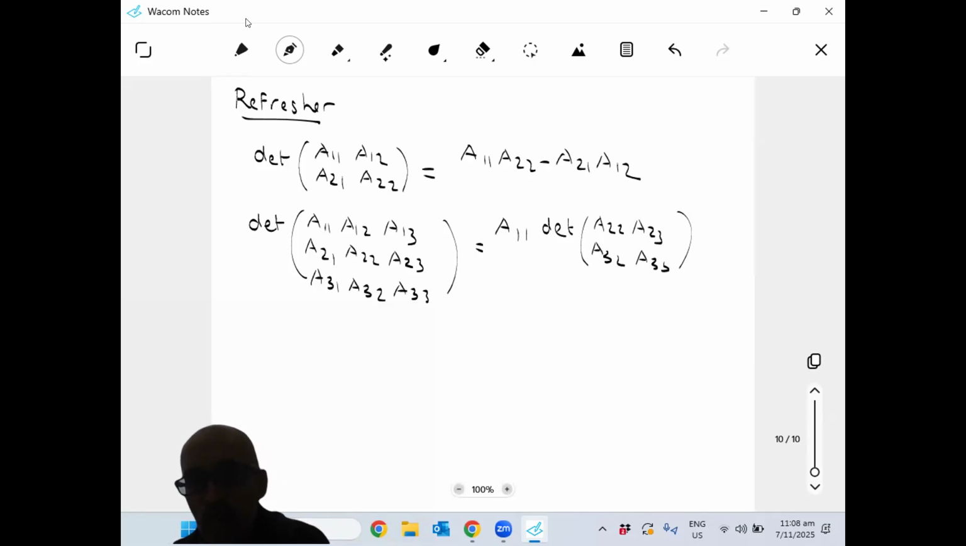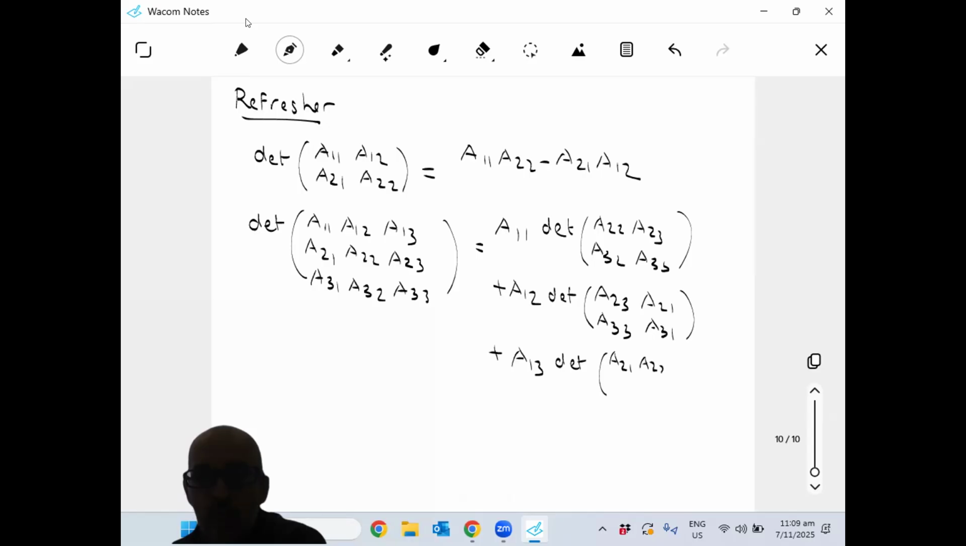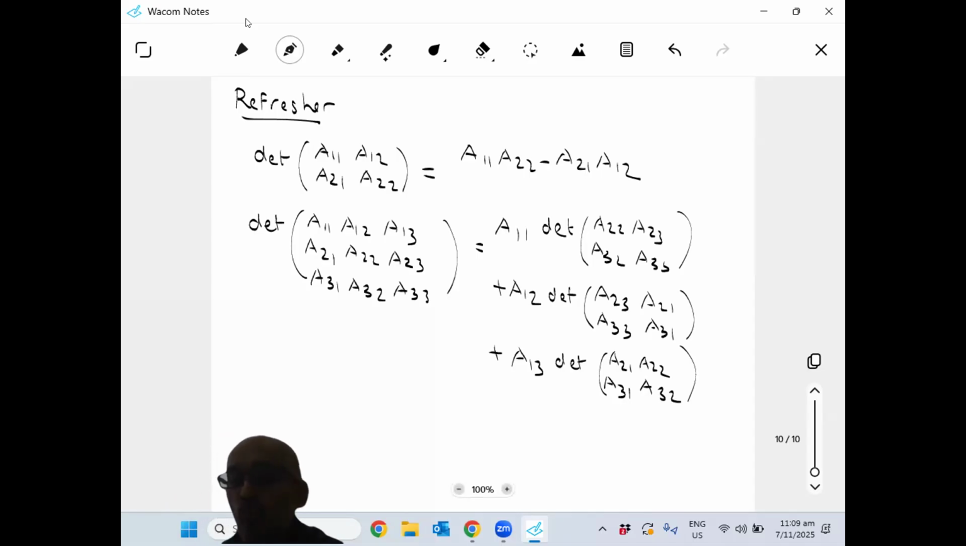You take A11 and compute this, what's called the cofactor. Then you repeat this for the next one, A12, determinant of A23, A33, A21, A31, plus A13, determinant of A21. So you have to do this, and you'll get n such terms if it's an n by n matrix. Then you use smaller submatrices and do this recursively.